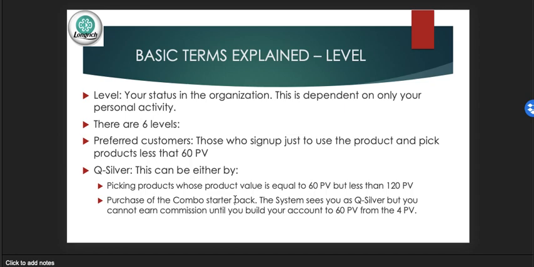But the difference is this: you come in as Q Silver. Unlike the preferred customer that chose this product, you bought the pack of the company that is pre-arranged. So you are Q Silver, but you cannot earn commissions until you upgrade to 60 PV. But there is no time restriction. The upgrade window does not close for you to become a Q Silver. The system sees you as a Q Silver, just waits for your points to get to 60 and you start earning your commissions. That is Combo Starter Pack.